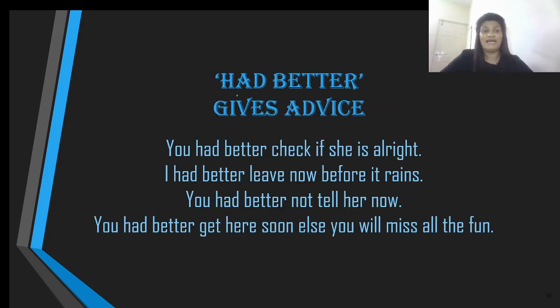Moving on, we have "had better", which gives advice. Even though had is past tense, you use it like this in your statement, like, you had better check if she is all right. It is giving advice. Even though you are saying this in present tense, you use it like this. It's a modal, it's a semi-modal, in fact. You had better check if she is all right, or I had better leave now before it rains. You had better not tell her now.